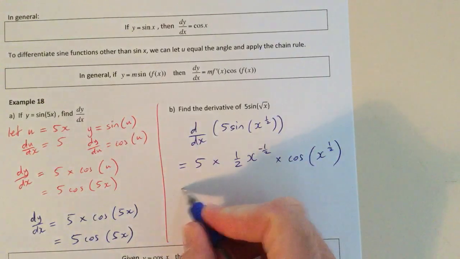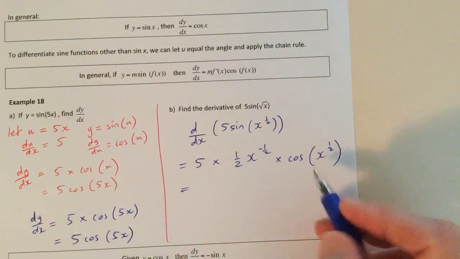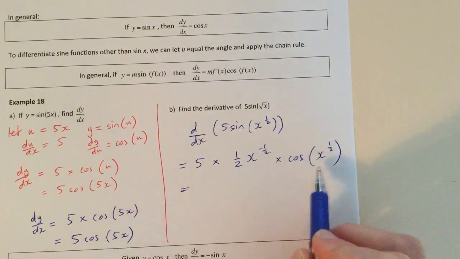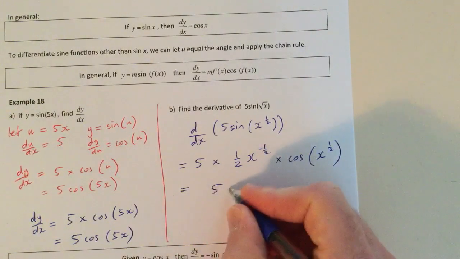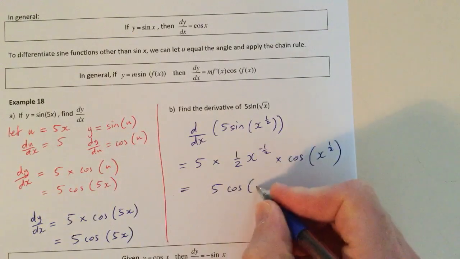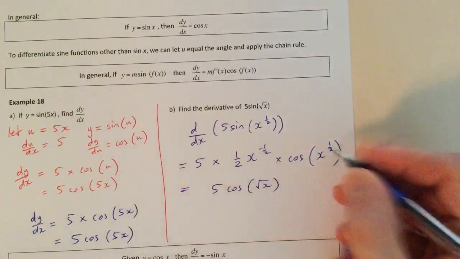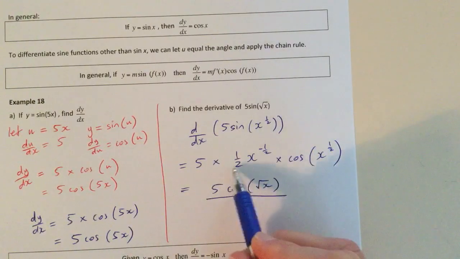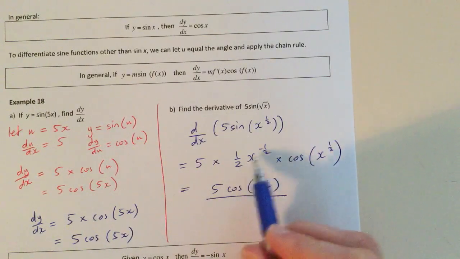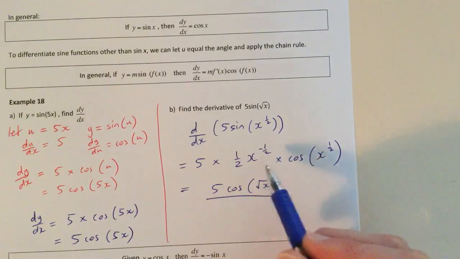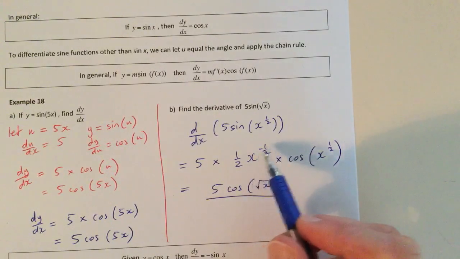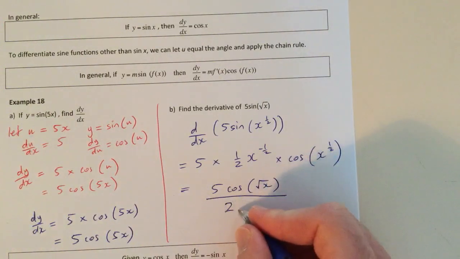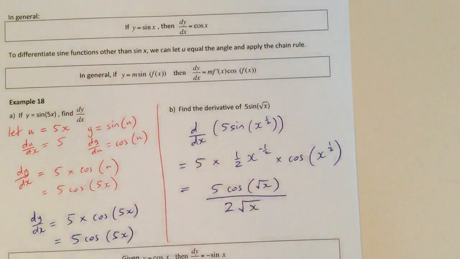Then we just tidy it up a little bit. We've got 5 and cos of root x on top. I'm just going to rewrite x to the power of a half as root x again. And the bits that are going to end up on the bottom of this fraction would be the 2 from that half, and also x to the power of negative a half comes down to the bottom as x to the power of positive a half. So we'd get a 2 root x on the bottom there.